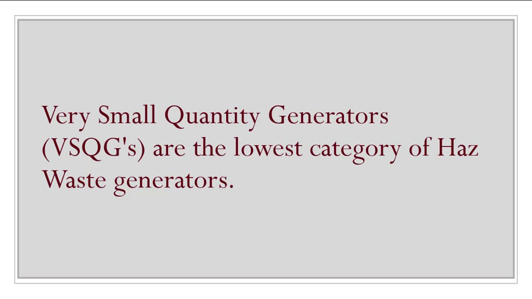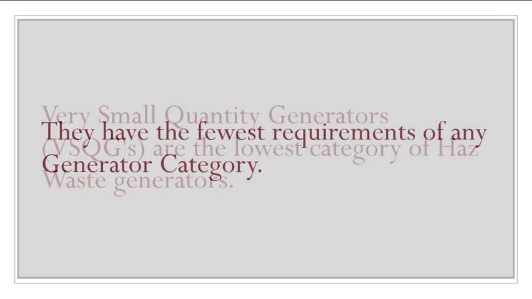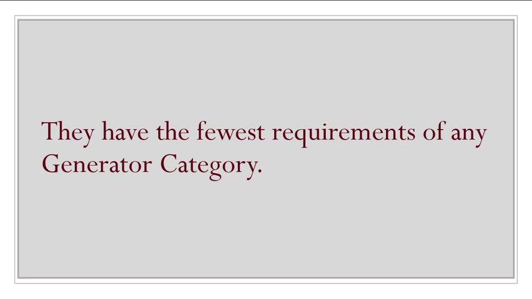Very small quantity generators, VSQGs, as you know that I love to call them, are the lowest category of hazardous waste generators, meaning that they really have the fewest number of regulations. There are so few requirements that it's actually almost kind of funny. But of any of the generator categories, we'll talk about them later, the VSQGs have the easiest row to hoe. Being a VSQG is actually good, because you're saving money on waste disposal and because there are so few requirements that you have to follow.